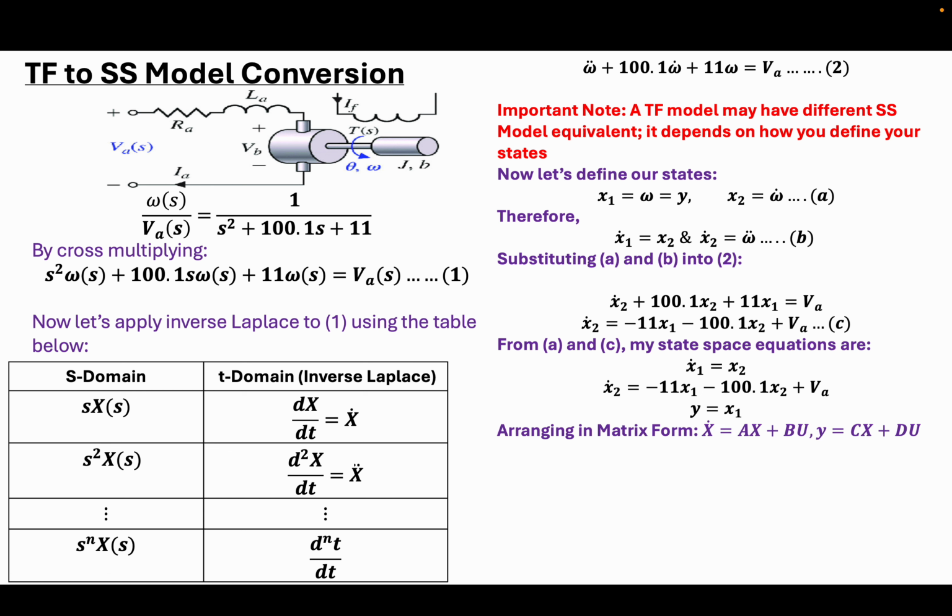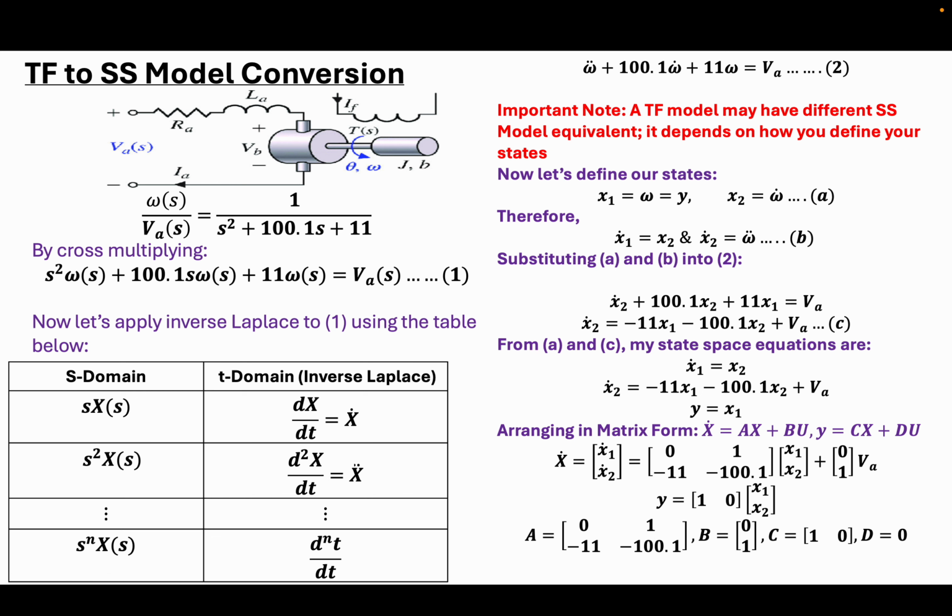So arranging in the general matrix form for state space model, that is S dot is AS plus BU and Y is equal to CS plus DU, I will have my state equation matrix, which is this, and my output equation matrix, which is this. Therefore, from these two equations, my A, B, C, D matrices are this. So this is just one state space model equivalent of the transfer function model.